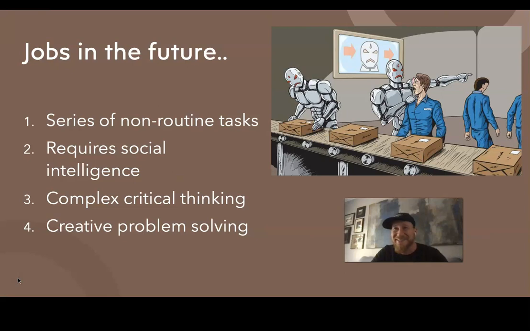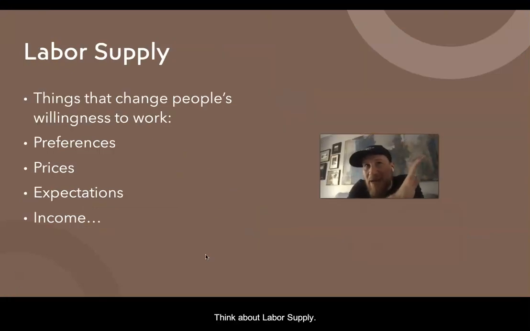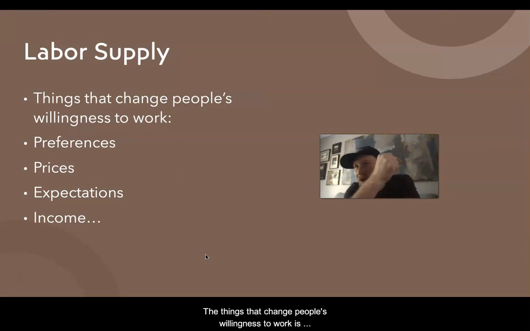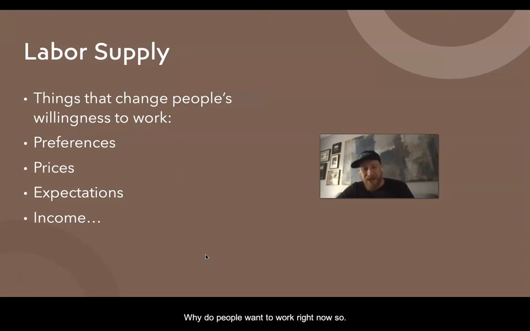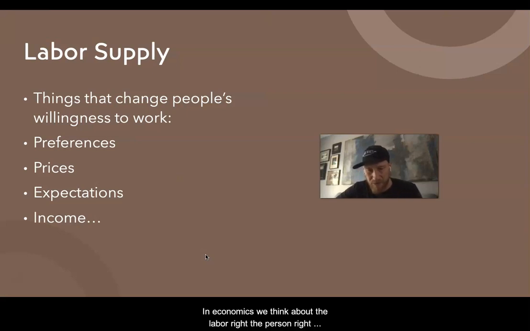It really does help. Now, if we think about labor supply, right? The things that change people's willingness to work is huge. And we are going through something today, and we're going to talk about what's going on today in America. But why do people want to work, right? In economics, we think about the laborer, the person. And why would you want to work? Well, you labor to have leisure, right? You want leisure and therefore you work, right?